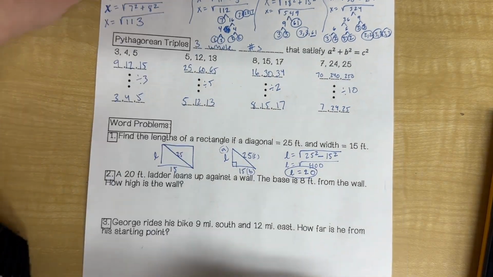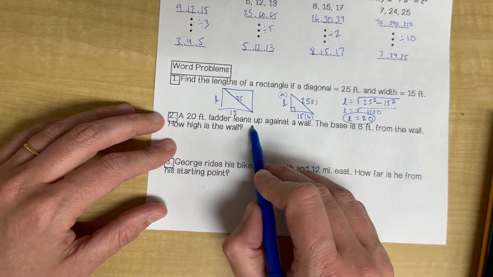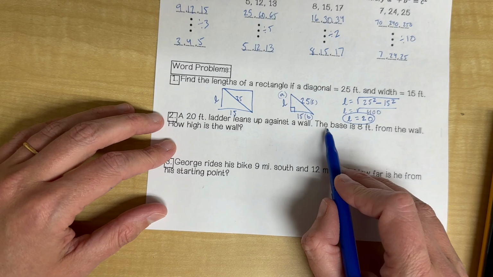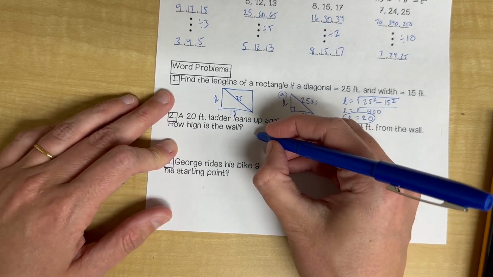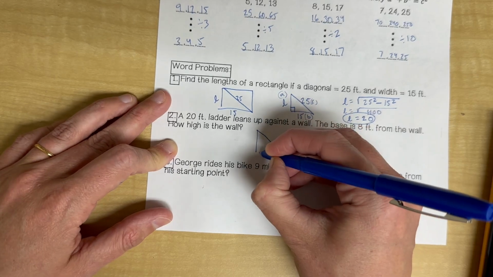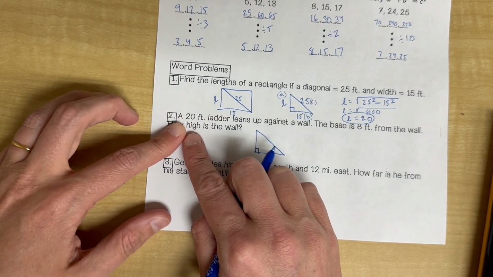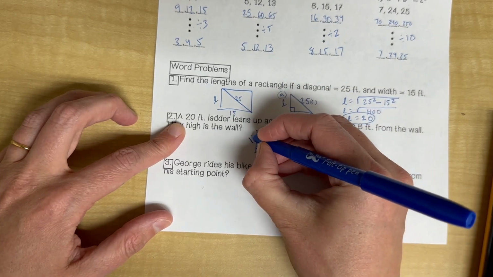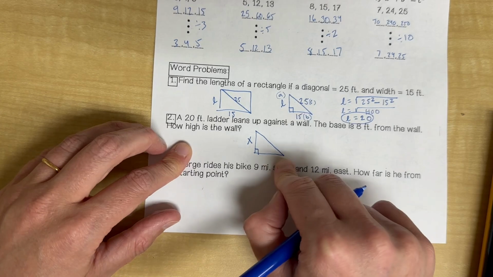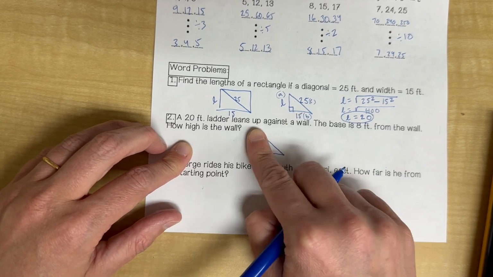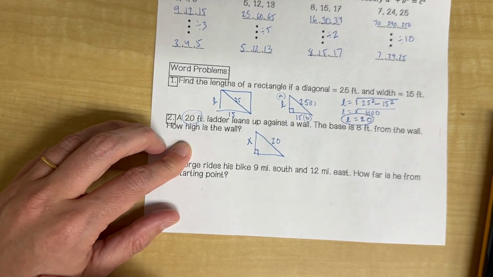All right. The next one, a 20-foot ladder leans up against a wall. The base is 8 feet from the wall. How high is the wall? If you cannot visualize this, draw a triangle. It says how high. How do you measure height? You measure height by going up and down. So which one of these would be the ladder? The one on the floor or the one up here? Hopefully you said the hypotenuse, the diagonal. That's the ladder, and the ladder is 20 feet.